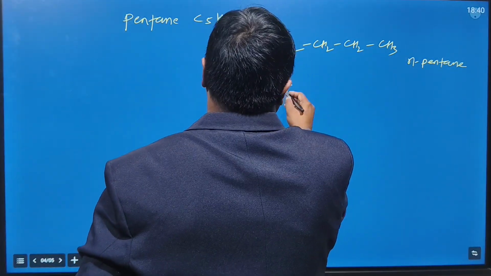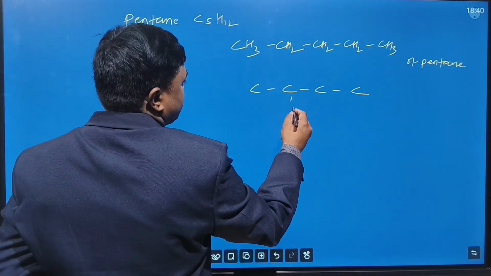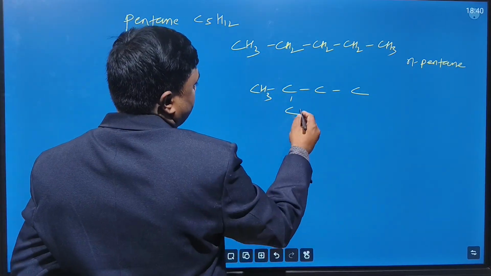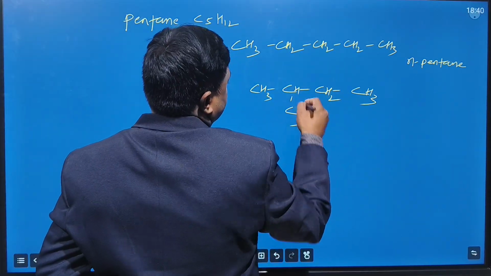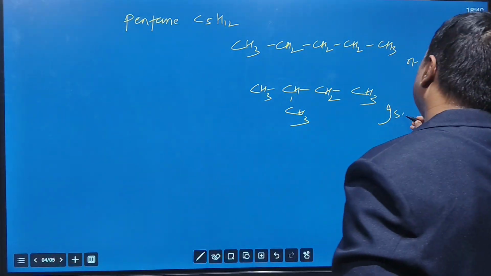The second one has 4 carbons in a chain and one in a branch. One bond carries 3 hydrogens, CH3, CH3, CH2, and this is CH. This is called isopentane.